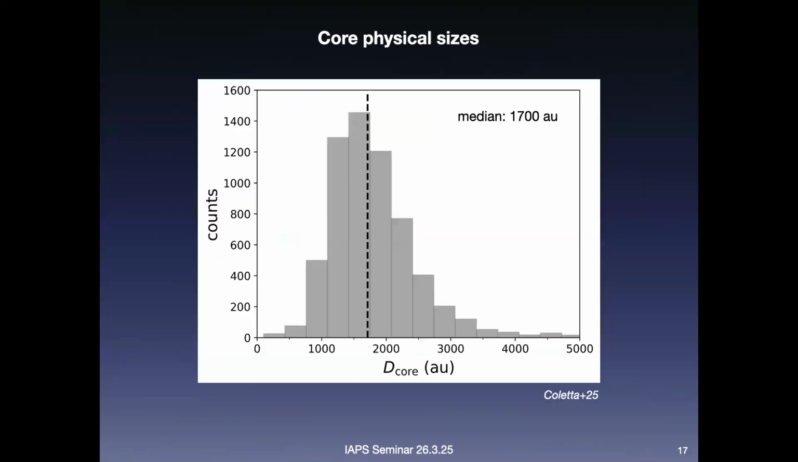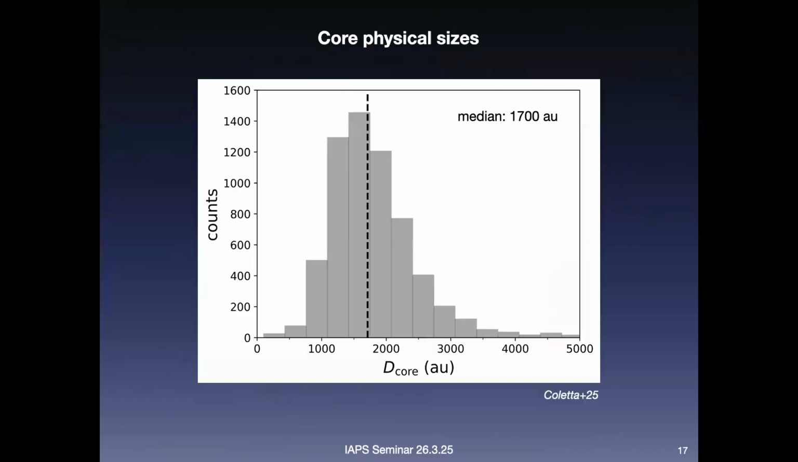So this is the distribution of the core physical sizes that we estimated. These are the diameters, and we revealed mostly sources within 1,000 and 2,000 AU, with a median of 1,700 AU.